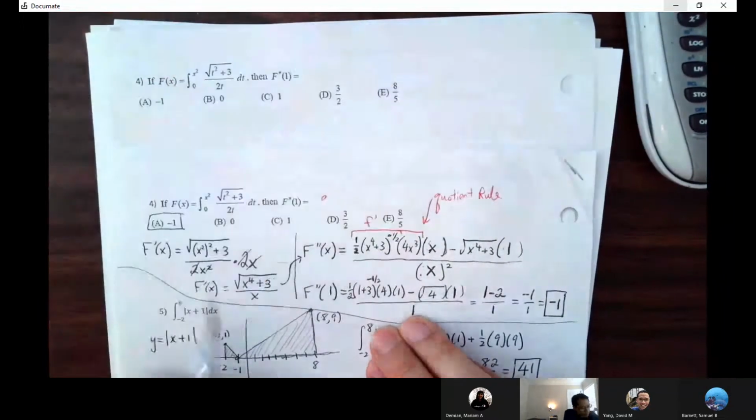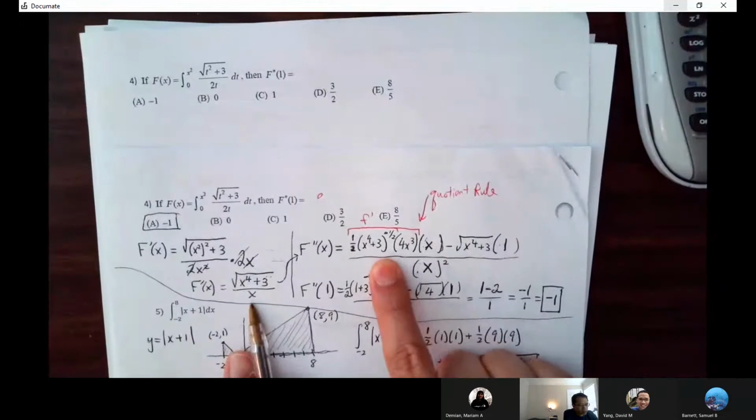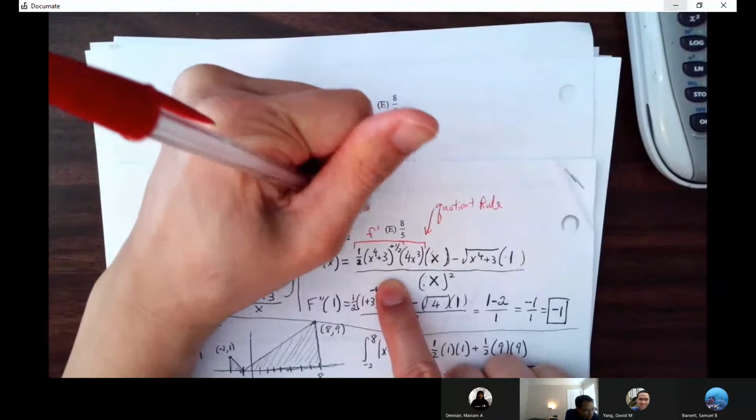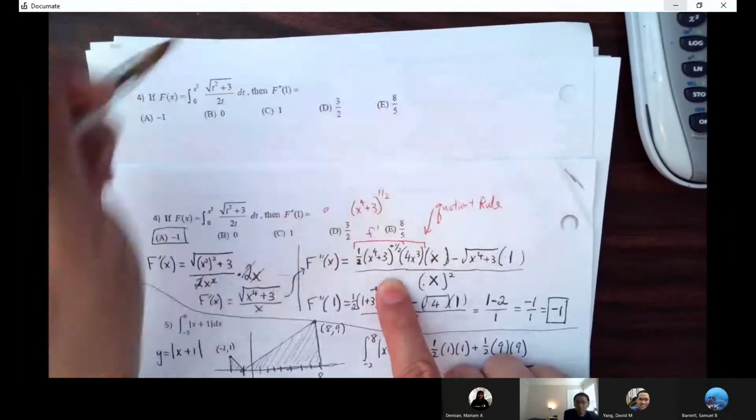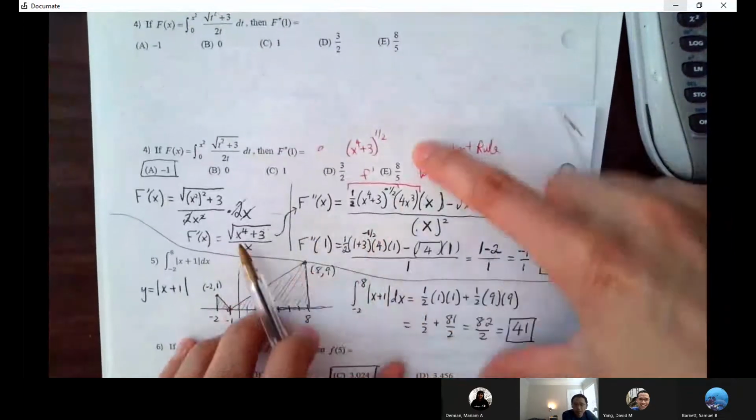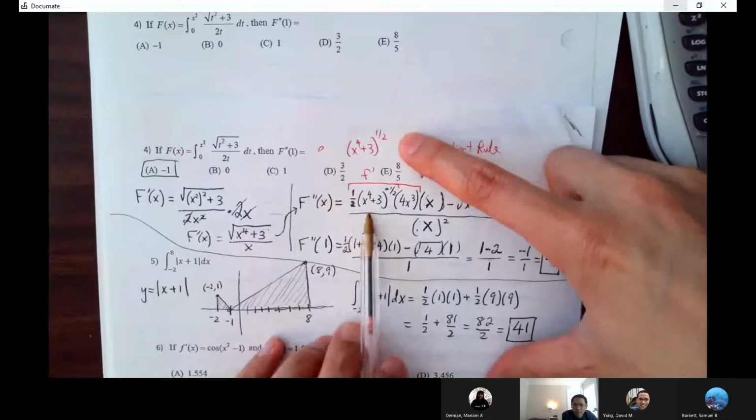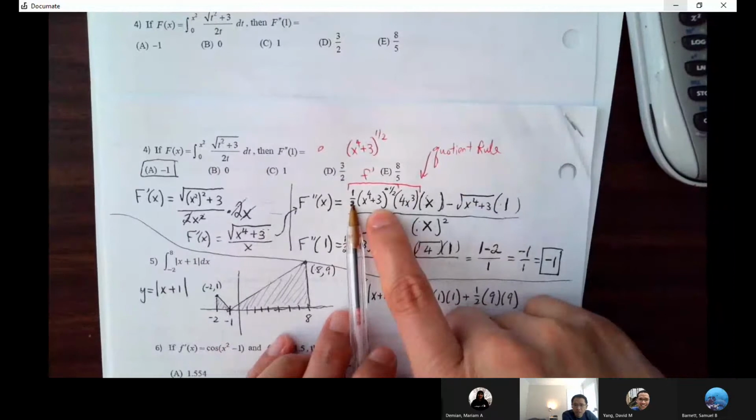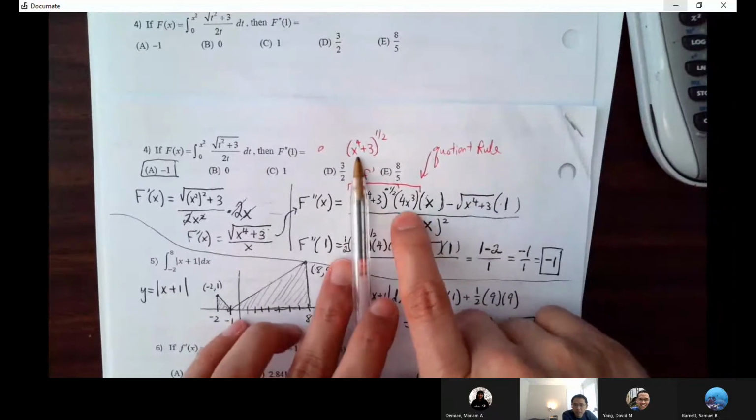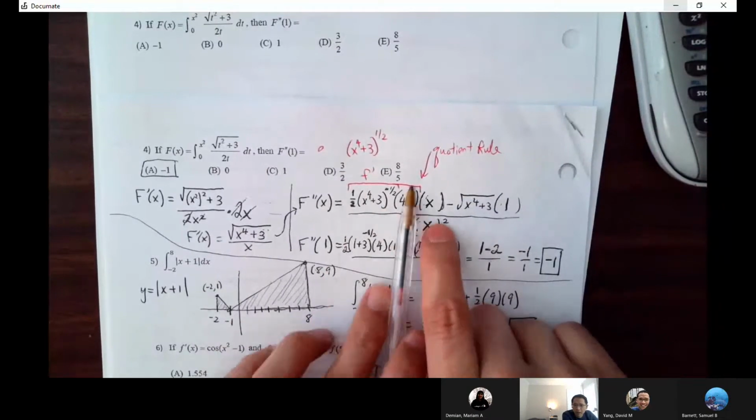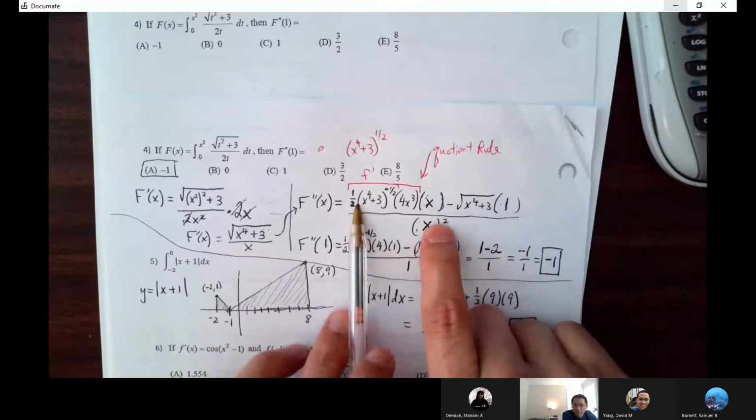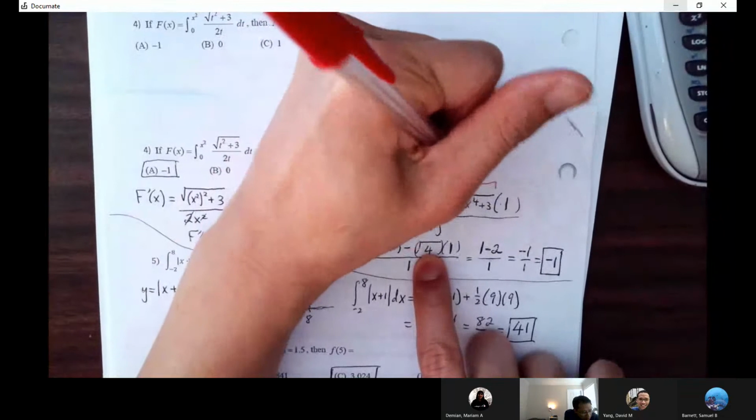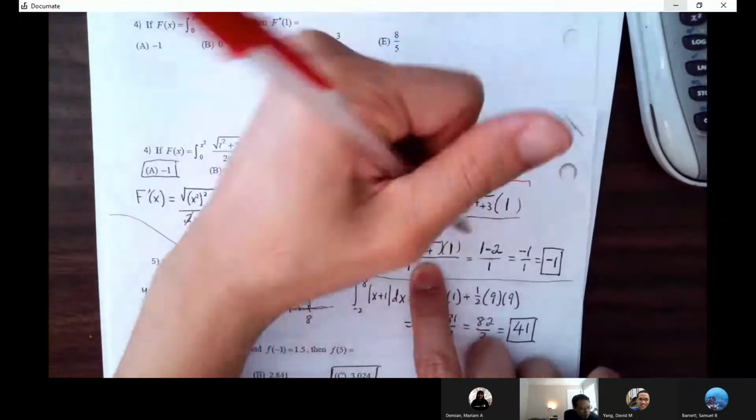prime, because I have to go through chain rule, because I need to find the derivative of x to the 4th plus 3 to the 1/2. So I need to take the outside function's derivative, which becomes 1/2, x to the 4th plus 3 to the negative 1/2. That's the outside portion's derivative. Multiplied by the inside portion's derivative, x to the 4th becomes 4x cubed, and that will complete my f prime. And then f prime g minus f g prime, all over g squared.